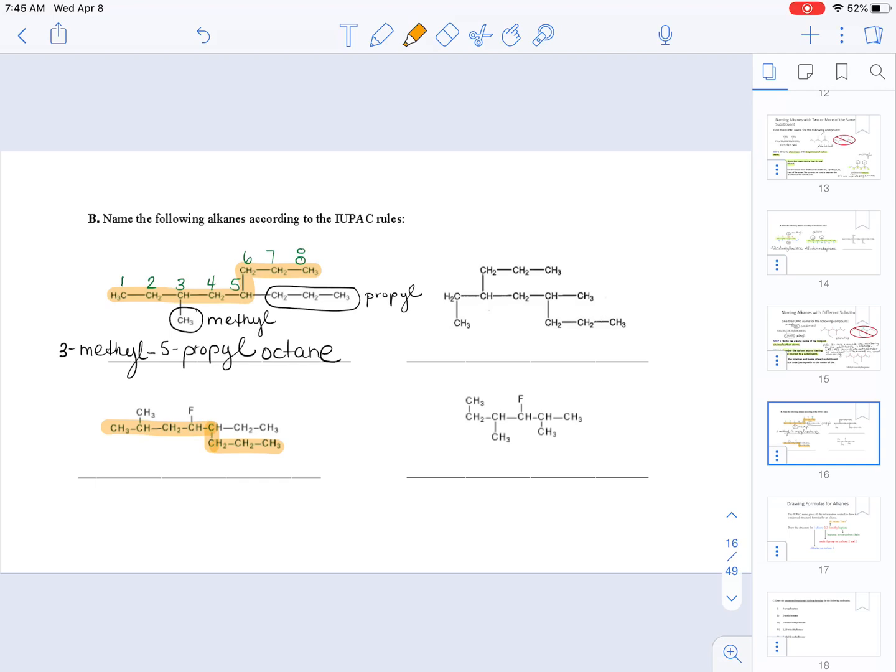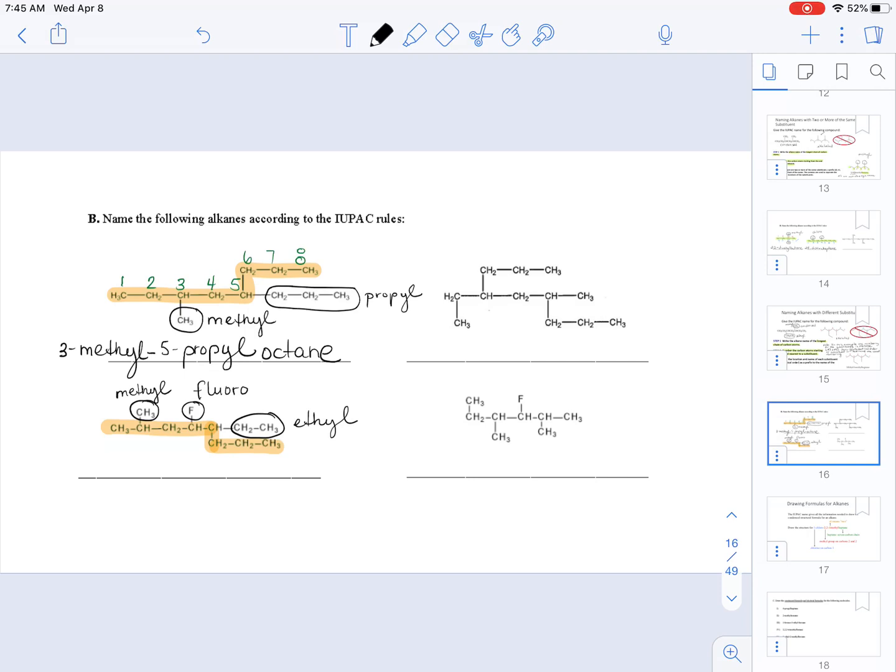And then here, as you can see, we have 3 different substituents. I'm going to circle them and then I'm going to name them. So we have a CH3, we have an F, and we have a CH2CH3. The CH3 is called a methyl group. The fluorine is called a fluoro group. Then we have a CH2CH3, which is called an ethyl group.